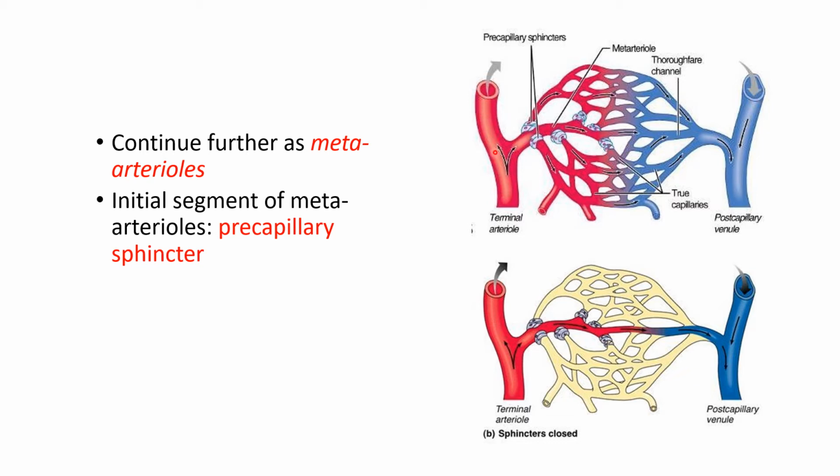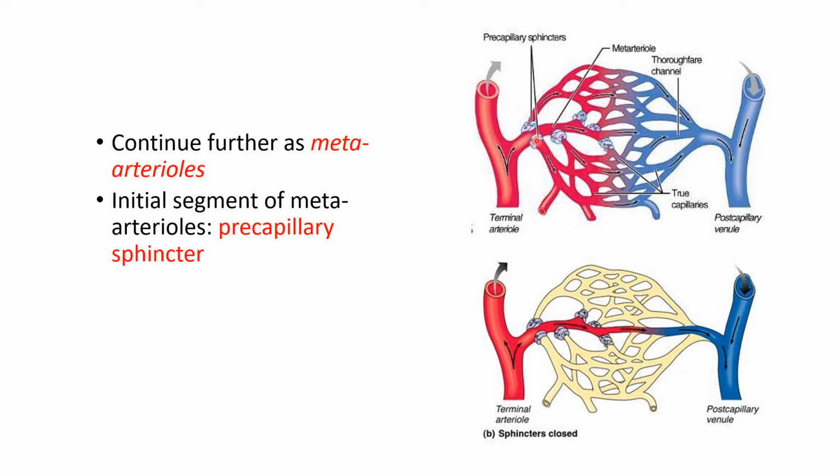The terminal arterioles give off lateral branches which are called meta-arterioles. In the meta-arterioles, there is slight thickening of the smooth muscle in the initial segment. This thickening is called the pre-capillary sphincters. These pre-capillary sphincters can shut off the blood flow into the capillary bed.